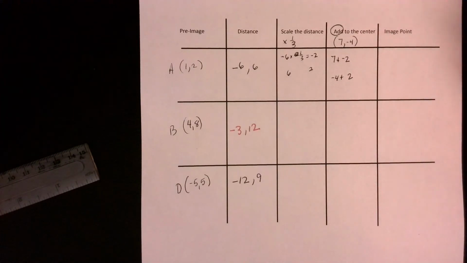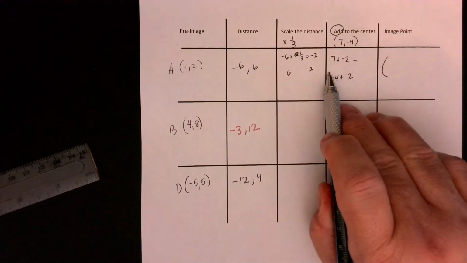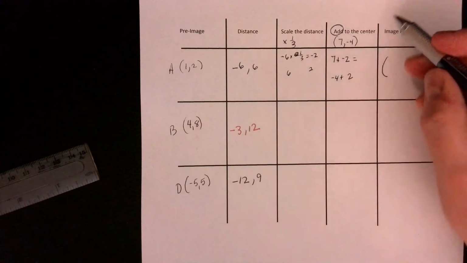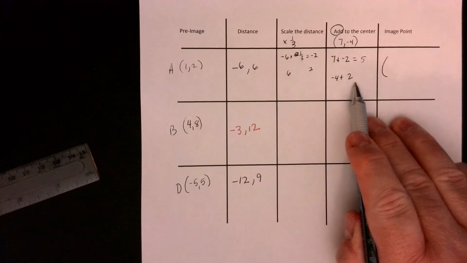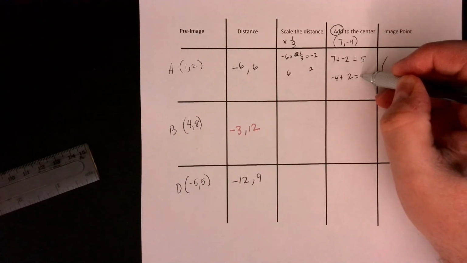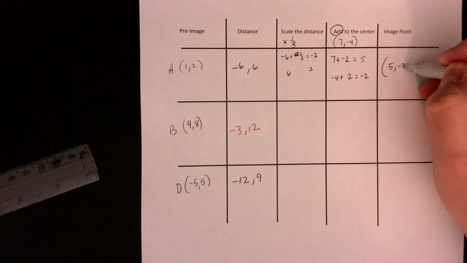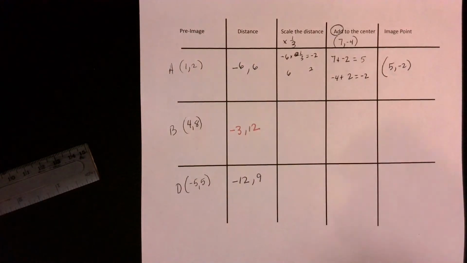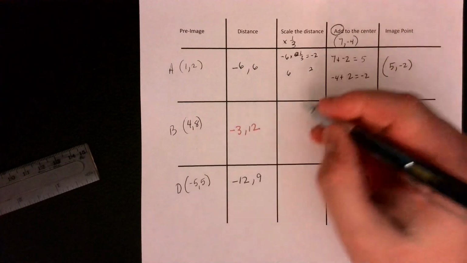And so I'm going to have a new set of coordinates now. 7 plus negative 2 is 5. Negative 4 plus 2 is negative 2. So my new coordinates would be 5, negative 2. And I'm going to follow that same process for negative 3, 12.